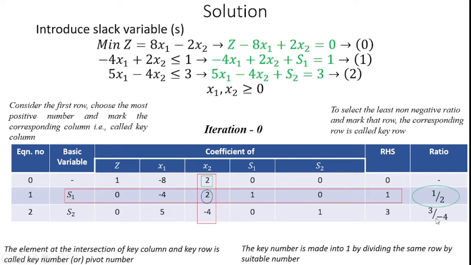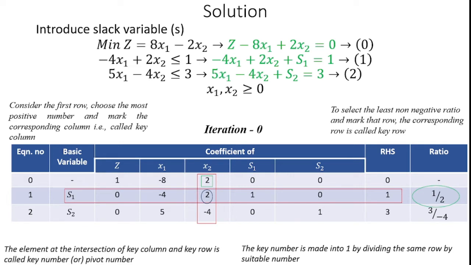From this, how can I identify the key row? Yes, select the least non-negative ratio. Here there are two ratios available: one is 1 by 2, another is 3 divided by -4. The second ratio is negative, but the first ratio is positive, so I can select 1 by 2 as the key row. If I have n positive numbers, I select the least positive number for the key row.